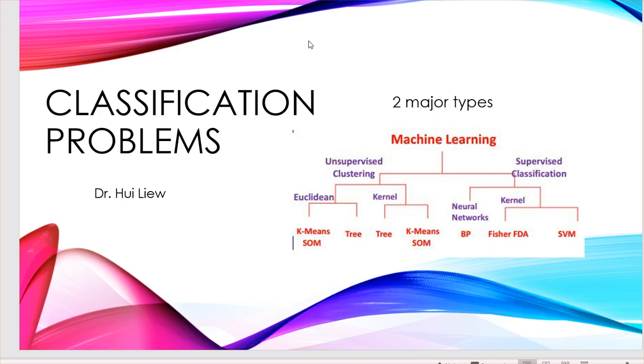In this video, we are going to briefly distinguish between the two major types of classification problem. And as you probably figured out, the two major kinds of classification problem, or the two major ways to classify our data, are the unsupervised technique and the supervised technique.